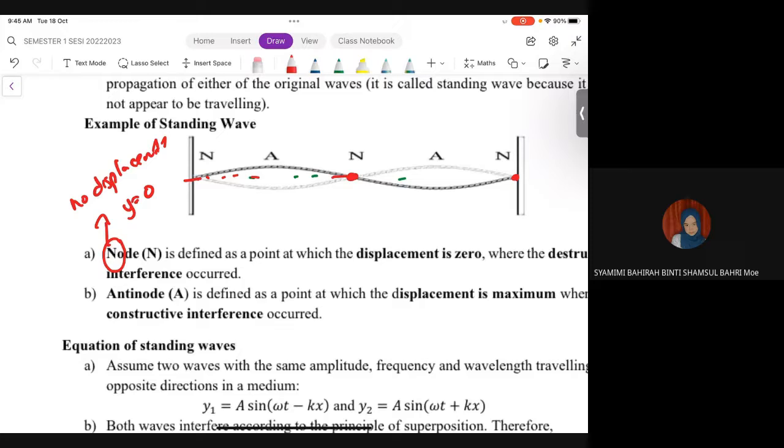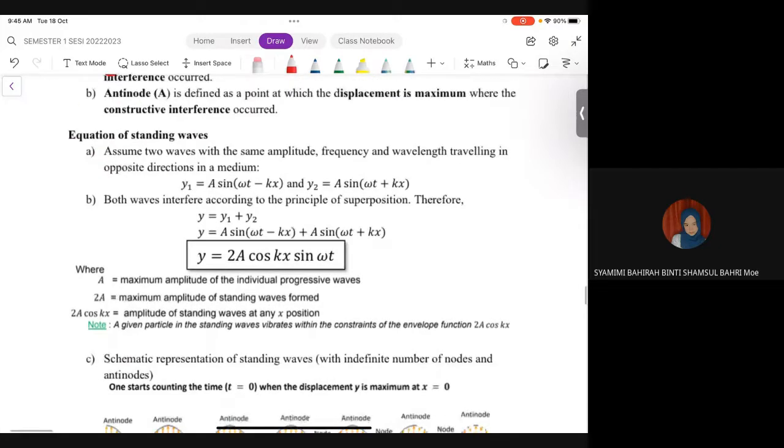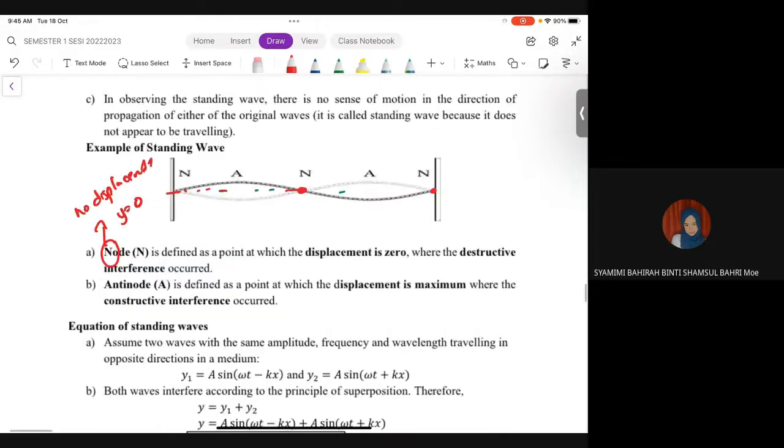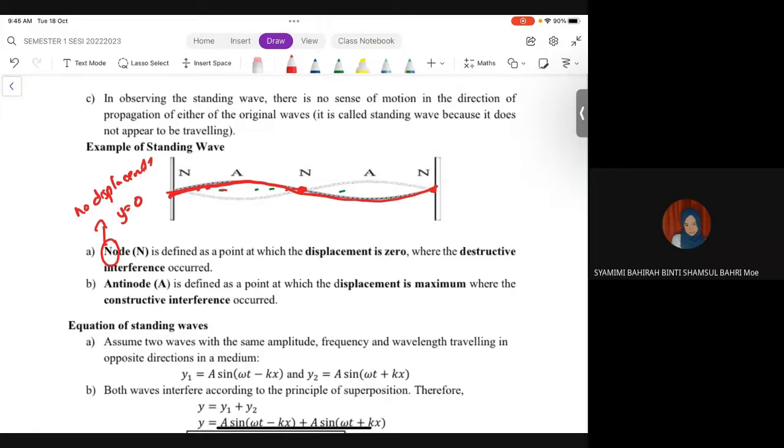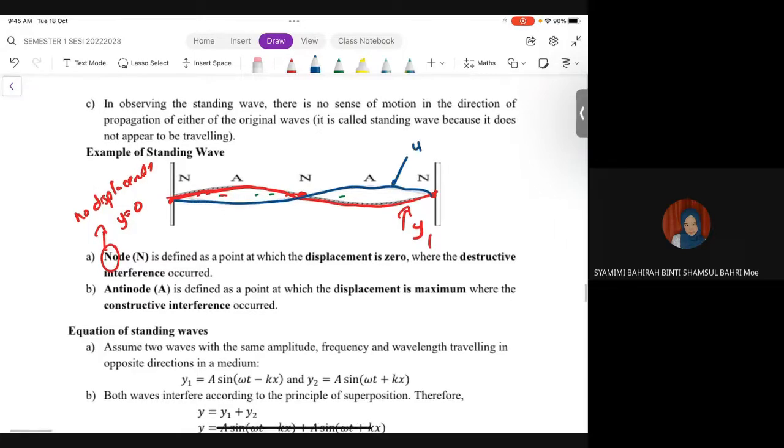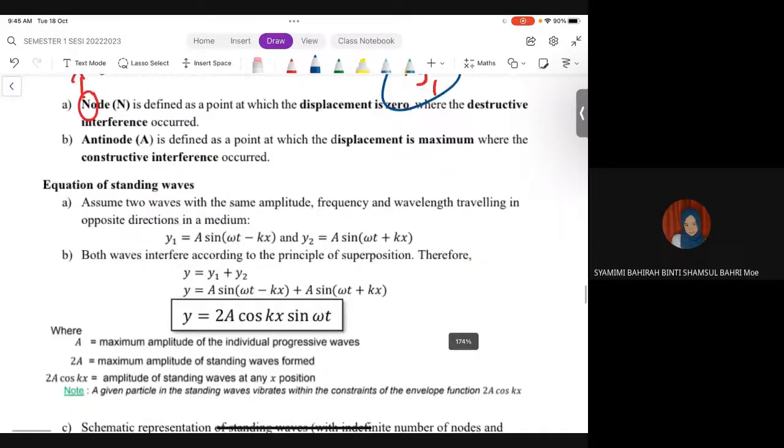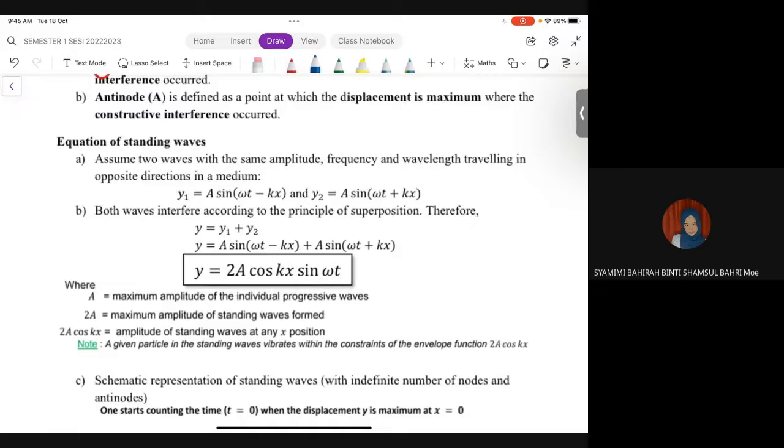You akan berlaku nodes. Okay, so ingat tak tadi standing wave boleh ke berlaku seorang-seorang? Tak boleh. Standing wave mesti ada satu wave jalan, and then this is Y1. Okay, and then mesti ada Y patah balik. So this is Y2. So dia mesti ada dua Y. Okay, so that's why bila ada dua wave, kita akan ada Y1 and Y2.